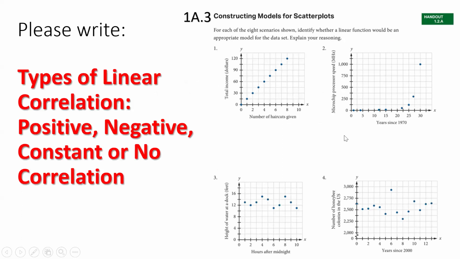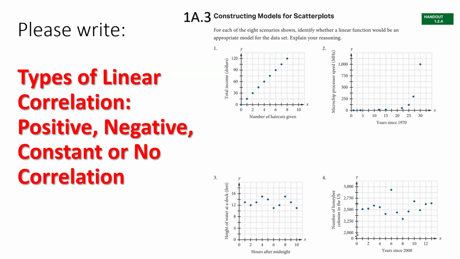All right. Do y'all remember seeing scatter plots in middle school? All look familiar. No one's like, I've never seen one of these. Okay. So then you should have talked about different types of scatter plots. Is it positive? Is it negative? Is there no correlation? Is it constant?